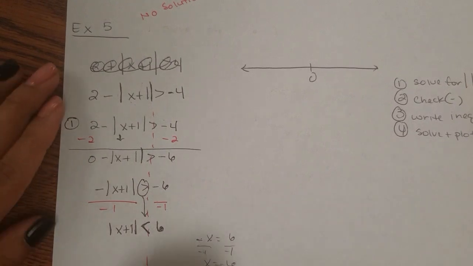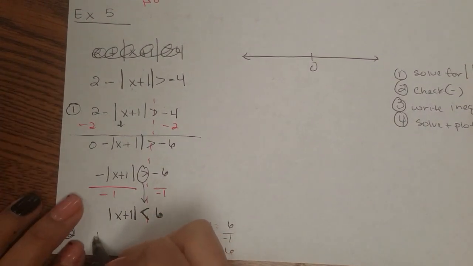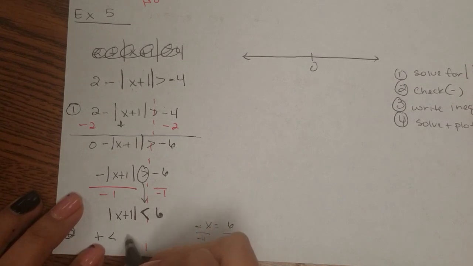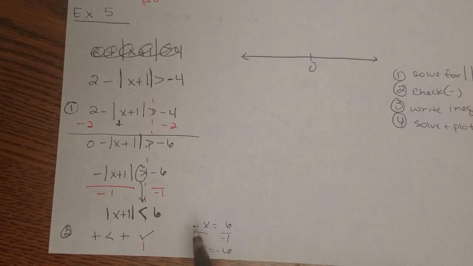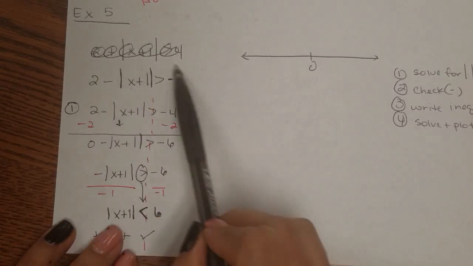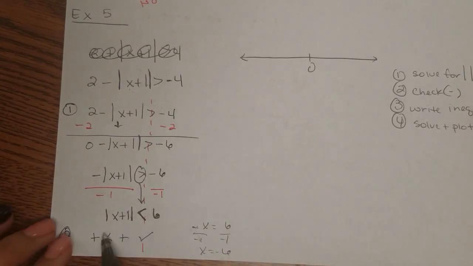So for step 2, when we check for the true statement, can a positive be less than a positive? Yes, you can. So you know you can continue forward. Many of you will see this and tell me that it's no solution, which is incorrect. So you always need to go through and solve it.